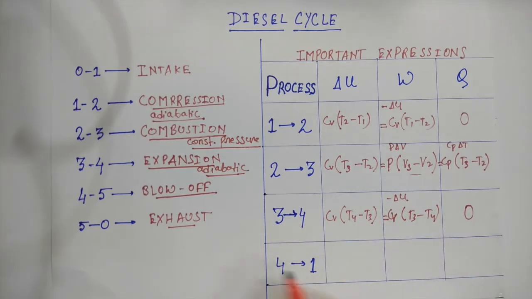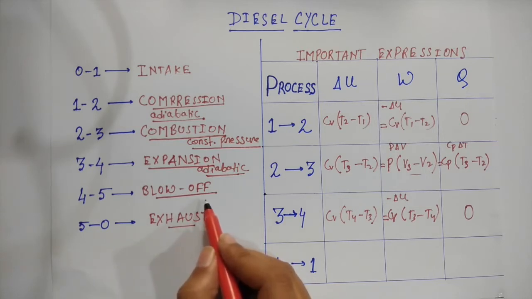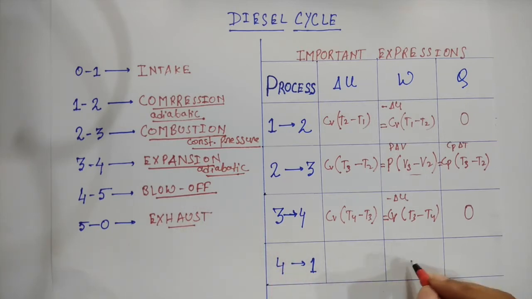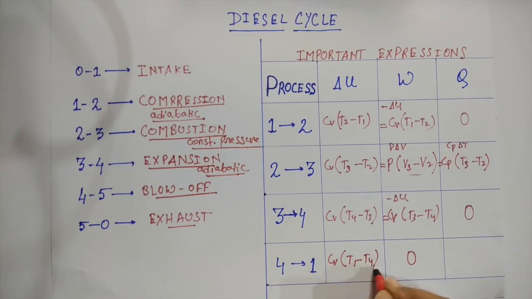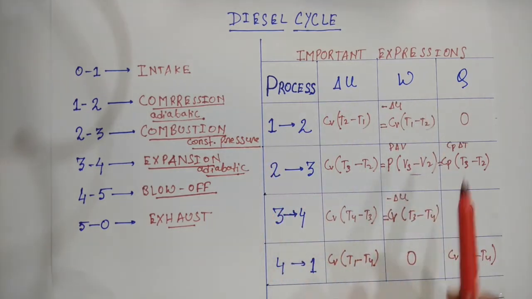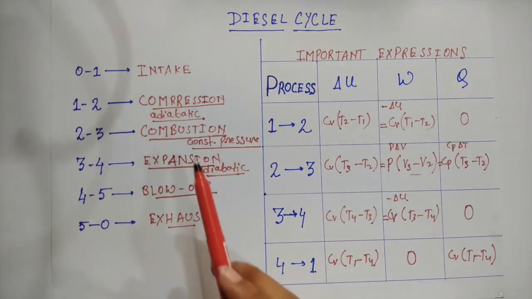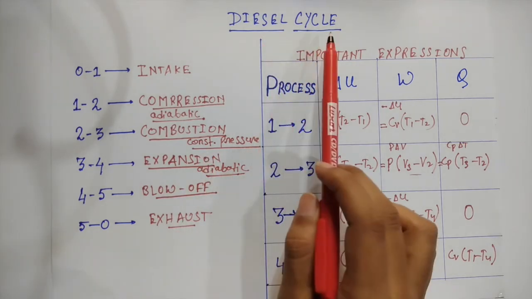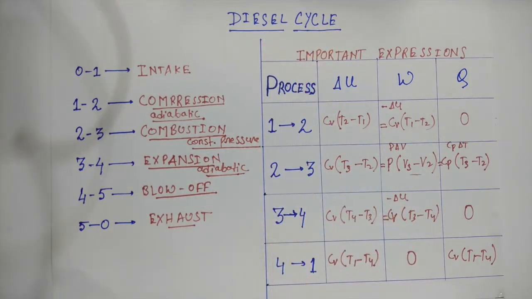The last one is the blow-off process. It is an isochoric process of constant volume. Hence, the work done will be 0 and del U will be Cv into T1 minus T4, and similarly the Q will be Cv into T1 minus T4. With this, we have come to the end of important expressions and the understanding of the graphs and processes of diesel cycle. Now, further will be the derivation of efficiency of a diesel cycle.